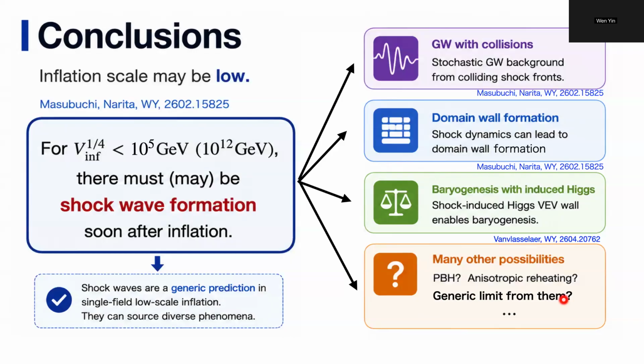discussions. For instance, we may consider primordial black hole formation due to this kind of shock wave dynamics. And we need to be more careful about the reheating, as I mentioned, because once we have a shock wave, this is anisotropic. The thermalization is not very usual, so we need to consider some denser places, some sparser places. So yeah, those things are, I think, definitely interesting.